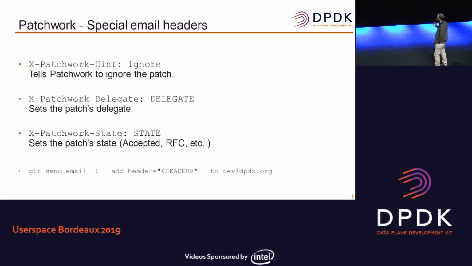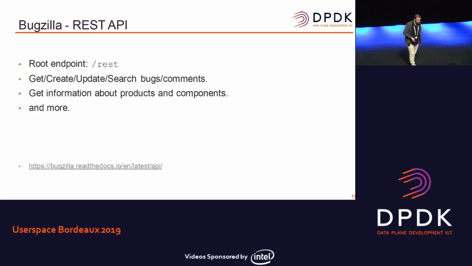X-Patchwork-Delegate sets the delegate so that it's not empty. X-Patchwork-State sets the state of the patch, accepted, RFC, rejected, whatever, upon arrival. This is an example of how to add a header to a series or a patch with git send-email. So you just need to fill the header with any of these if you want to use them.